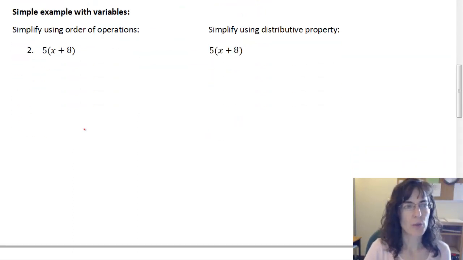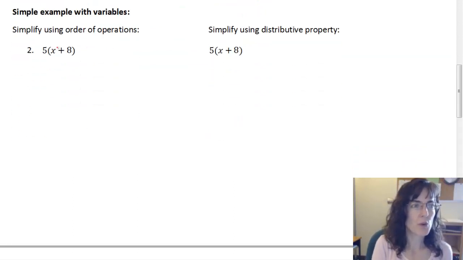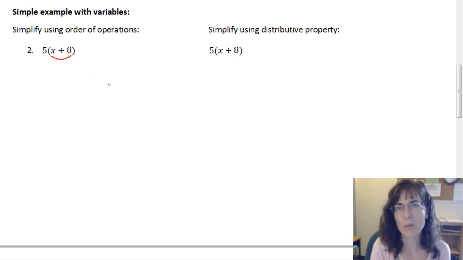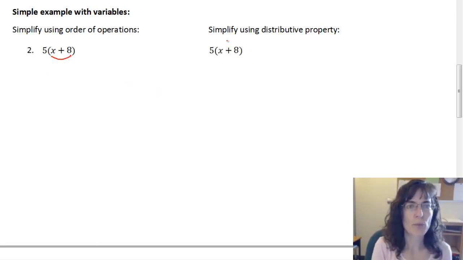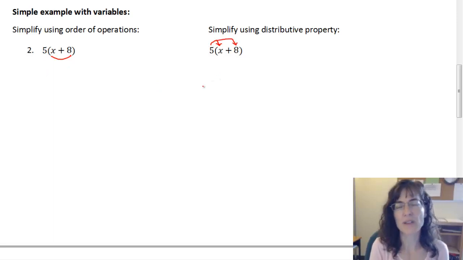Now let's look at variables. Using the order of operations, I would normally combine things inside the parentheses first, but I can't combine x and 8. They're not like terms, and I don't know what x's value is going to be, so I can't just say, oh, it'll be 17, because I don't know what the value is for x. So I can't do any simplifying here. The best I can do is use the distributive property, and this is where it really comes in handy.